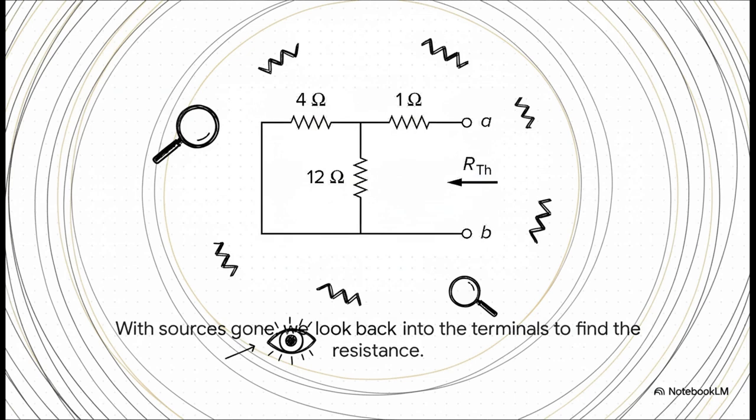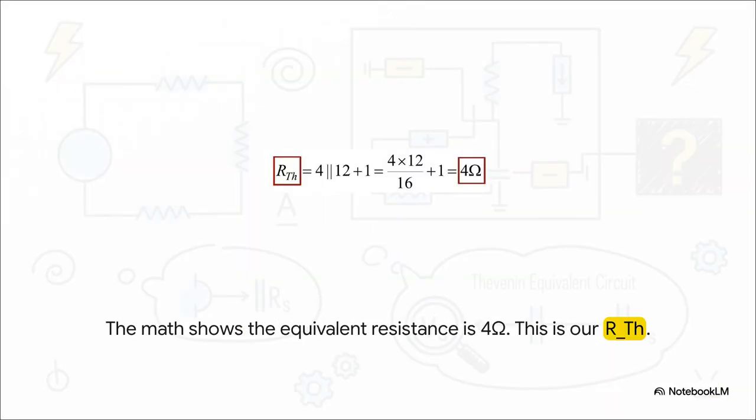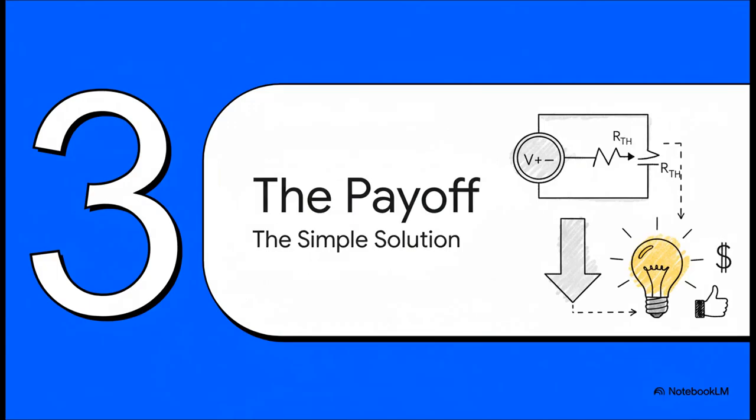So this is what's left after we've zeroed out those sources. Now we stand at terminals A and B, and we look back into the circuit to figure out the total equivalent resistance from that specific point of view. See why they call it look-back resistance now? The calculation here is pretty straightforward. It just involves combining the resistors that are in parallel and in series. And when the dust settles, the result is a nice, simple 4 ohms. And that, my friends, is our Thevenin resistance, RTh. So mission 2 is officially complete. We now have both pieces of our simplified puzzle. We did it! We found our two key values, a VThev of 30 volts and an RTh of 4 ohms.